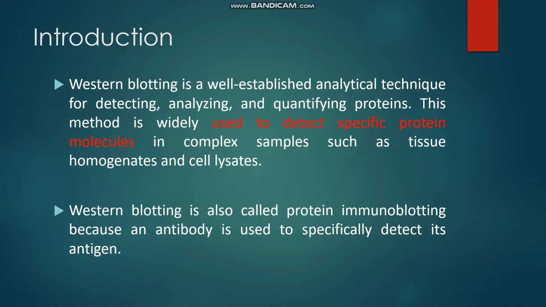Introduction. Western blotting is a well-established analytical technique for detecting, analyzing, and quantifying proteins. This method is widely used to detect specific protein molecules in complex samples such as tissue homogenates and cell lysates. We all know that Western blotting is specifically used for protein hybridization. Western blotting is also named as protein immunoblotting because an antibody is used to specifically detect its antigen. That's why we are using the term immuno.